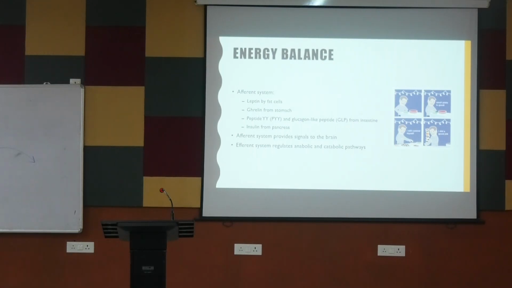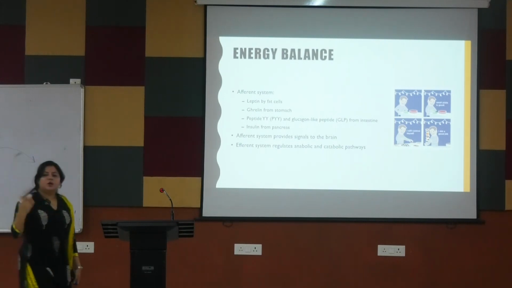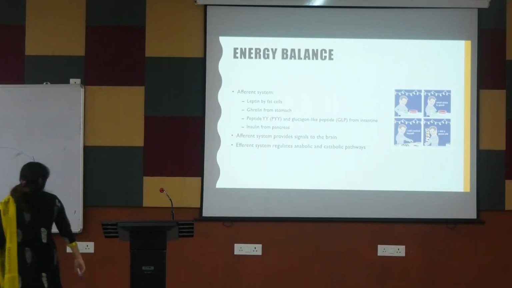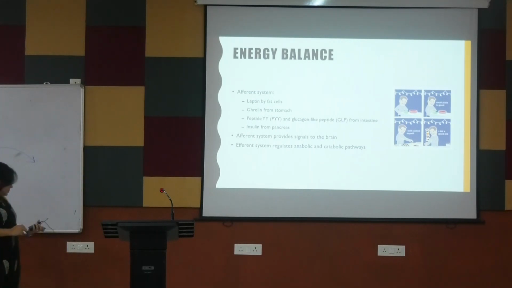And PYY and glucagon like peptide. Where did you read GLP? GLP-1, GLP-2 was done in pharmacology, diabetes, right, and insulin. These are the afferent system. This is the afferent system. Most of these can cross the blood-brain barrier, affect the hypothalamus. Hypothalamus is at the center, and then there is the efferent system.